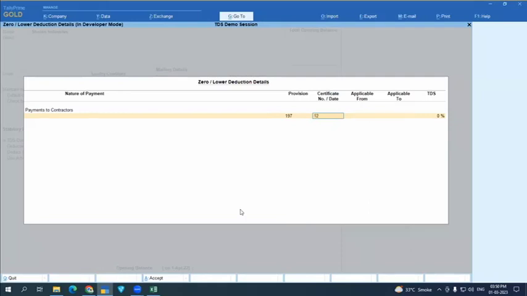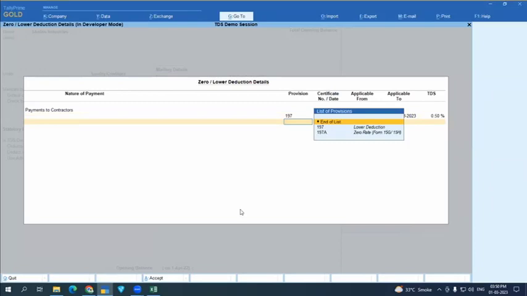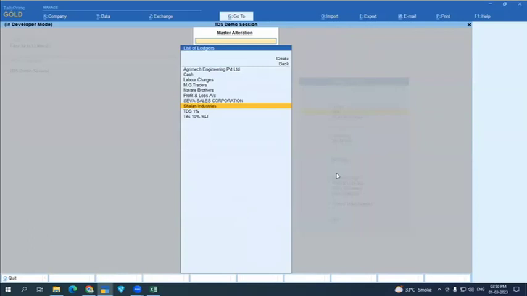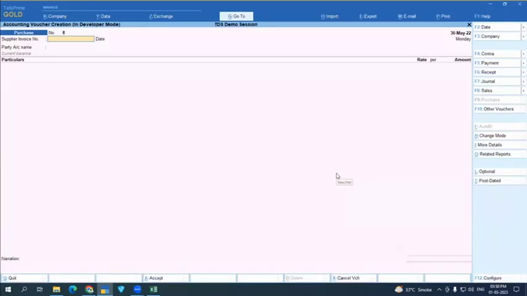Okay, certificate number 1234. The certificate is applicable from 1st April, and you can take it for the whole year. And the TDS deduction is normally 1%, but as assessed by the department, it is specially provided for this party that you can deduct at 0.50% only. Okay, accepted, save.